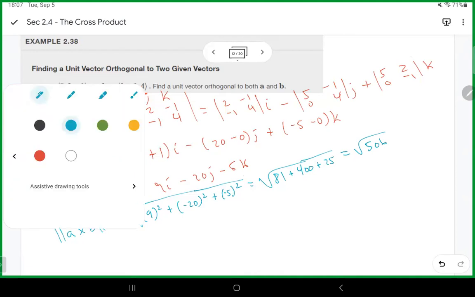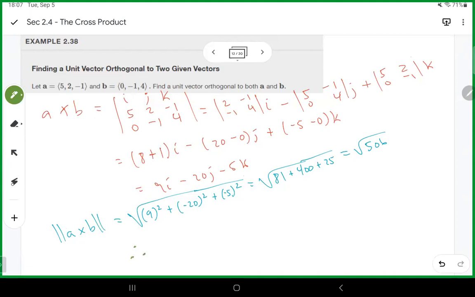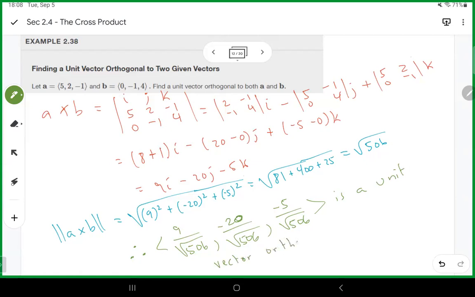So that means we would have 9 over the square root of 506, minus 20 over the square root of 506, and then minus 5 over the square root of 506, is a unit vector orthogonal to A and B.